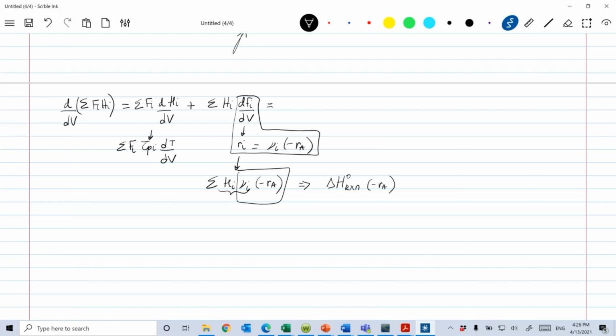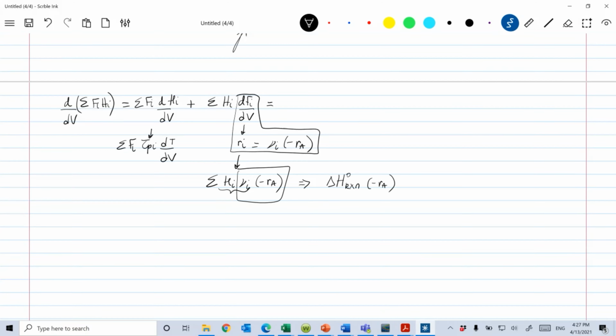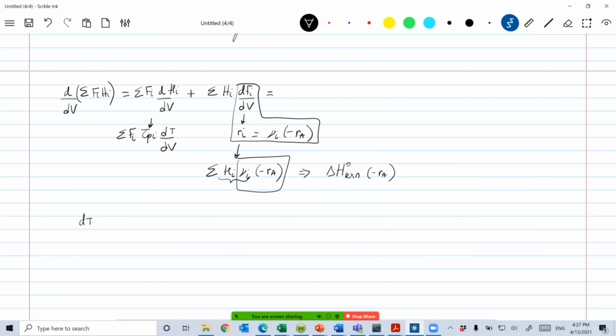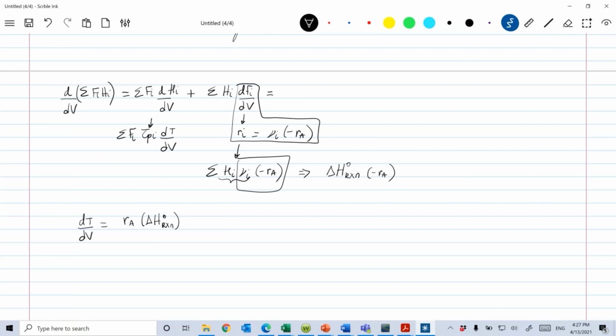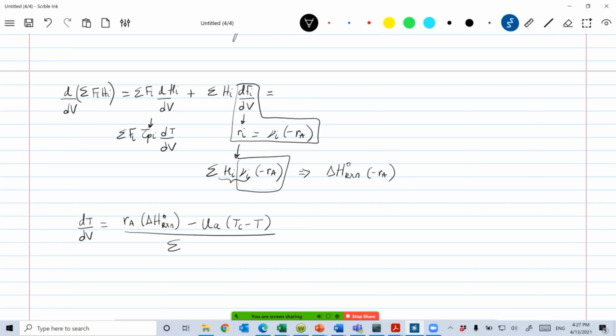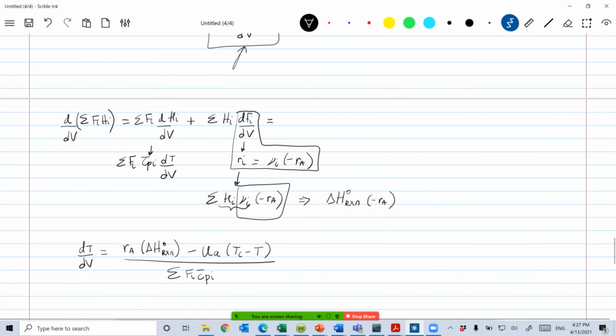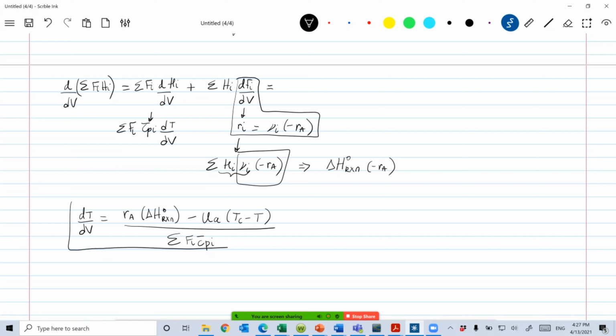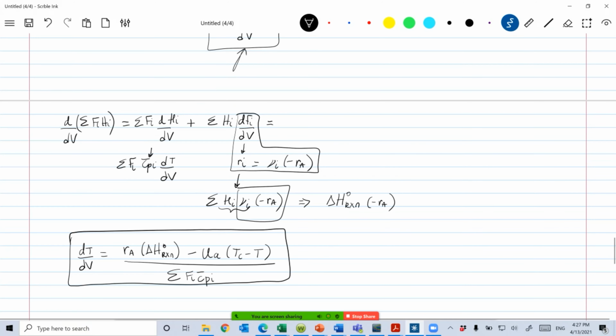Okay, so the final form of this is going to be dT/dV equals RA times delta H of reaction, I put the delta H naught for simplicity, minus U a (Tc minus T), divided by the sum of FI CPI. So that becomes your energy balance for PFR.